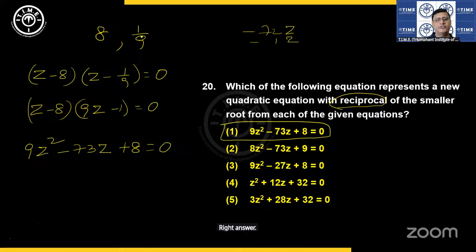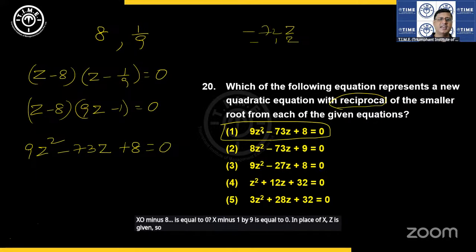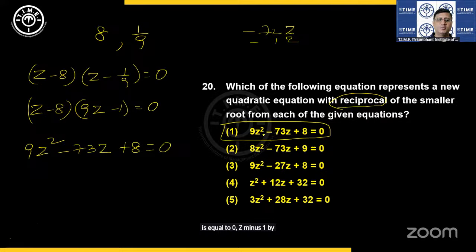Roots are 8 and 1 by 9 means x minus 8 is equal to 0, x minus 1 by 9 is equal to 0. In place of x, z is given. So z minus 8 is equal to 0, z minus 1 by 9 is equal to 0. Means z minus 8 into z minus 1 by 9 is equal to 0. Now find out the equation.